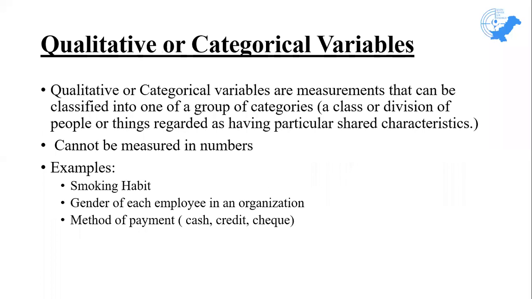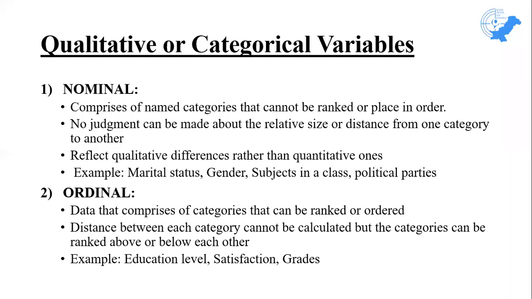So, qualitative variables or categorical variables. Qualitative or categorical variables are measures that can be classified into one of a group of categories, a class division, or people or things regarded as having particular shared characteristics. They cannot be measured in numbers, for example, smoking habit, gender of each employee in an organization, methods of payment: credit, cash, or check. Then it is divided into nominal and ordinal.